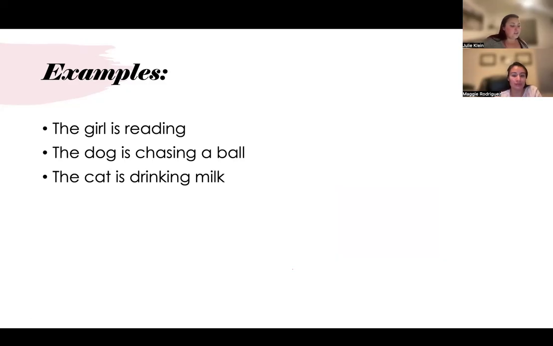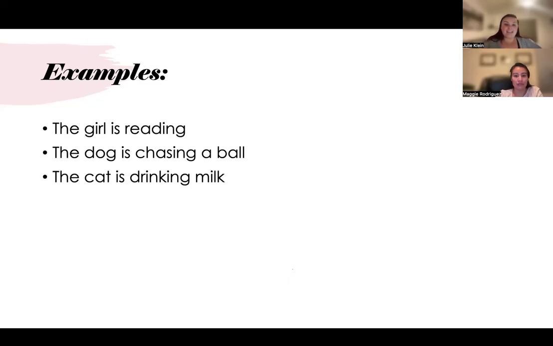Okay. Next one, the dog is chasing a ball. What's going to be our who question that we'd want to ask? Who is chasing the ball? Exactly. And then what's going to be our what? What is the dog chasing? Exactly. What is the dog chasing? A ball. So that would be our hexagon. That's like what the object is about.